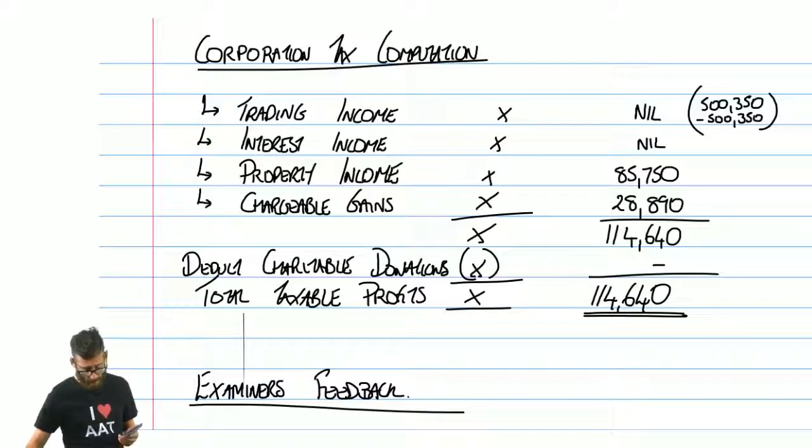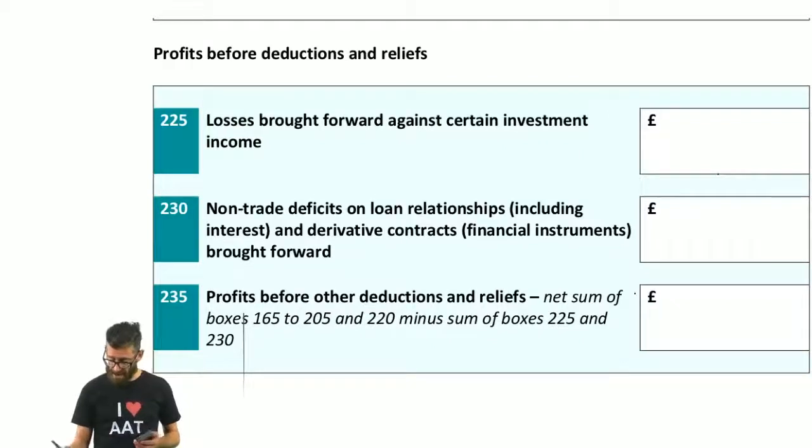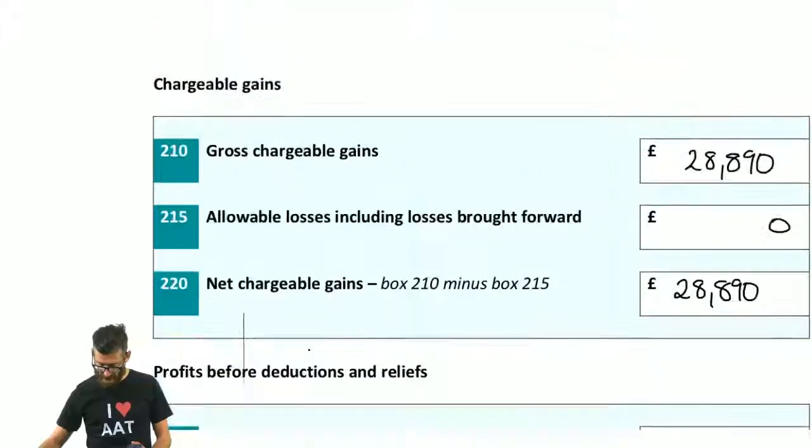And therefore, when we come back to the task in hand, I have nothing placed in boxes 225 or 230, but I'm now being asked to find the net sum of boxes 165 to 205 and 220 minus the sum of boxes 225 and 230. Well, 225, there was no entry. 230, there was no entry. What happened in 220? There was a figure in 220 of 28,890.